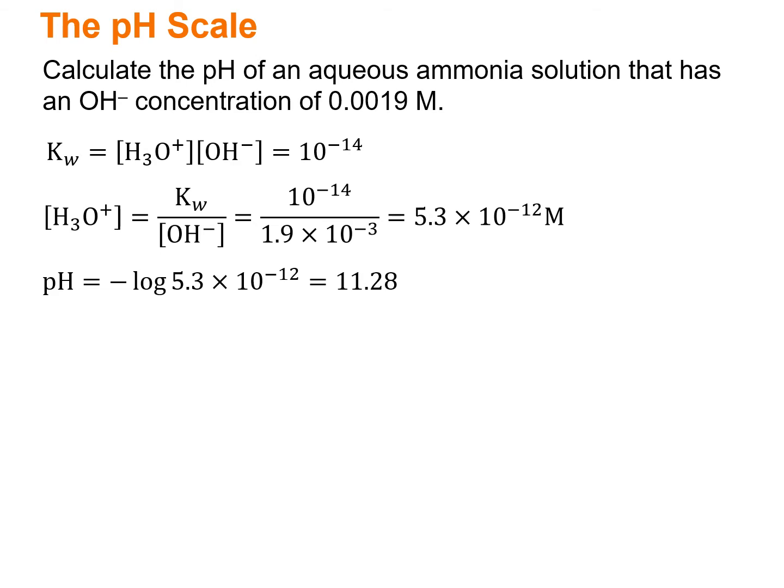So now I can plug that in, and I get a pH equals negative log of 5.3 times 10 to the minus 12 molar, 2 sig figs in there, so 2 sig figs in the pH after the decimal. So 11.28 would be the correct answer there. That is a basic solution.